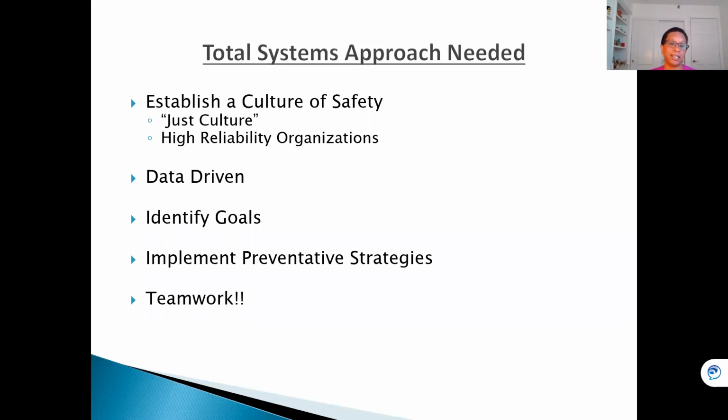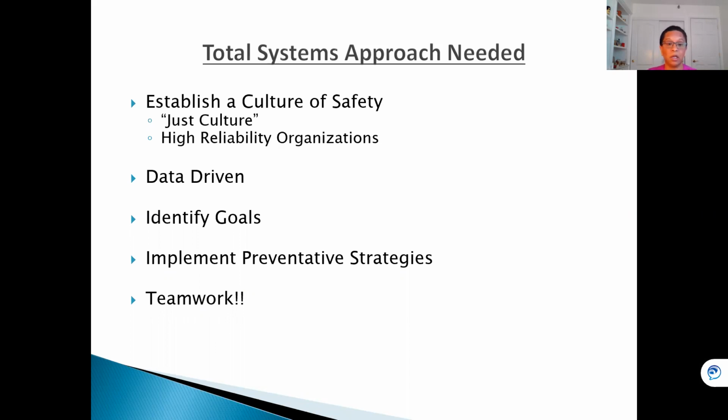So this is what I say are the 5 core tenets needed to really have patient safety as a core ingredient in your organization. And it takes a total systems approach. And by that, I mean, first and foremost, having a culture of safety. And the 2 key tenets of a culture of safety, and I'll delve into that next, is having a just culture and being a high reliability organization. Those are 2 big buzzwords when we're talking about having a culture of safety.